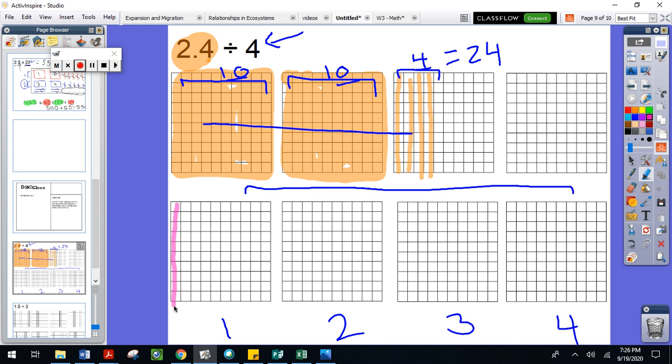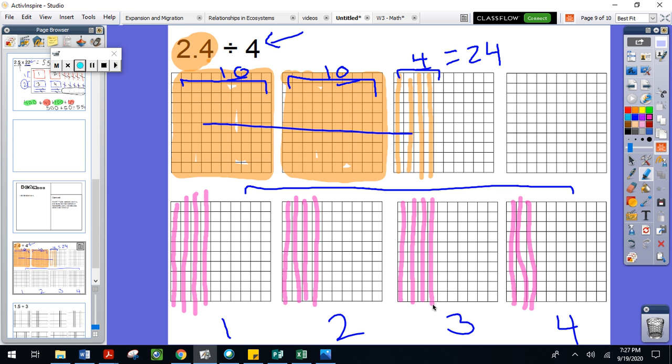So that gives me 1, 2, 3, 4, 5, 6, 7, 8, 9, 10, 11, 12, 13, 14, 15, 16, 17, 18, 19, 20, 21, 22, 23, 24. So I just colored in 24 columns.